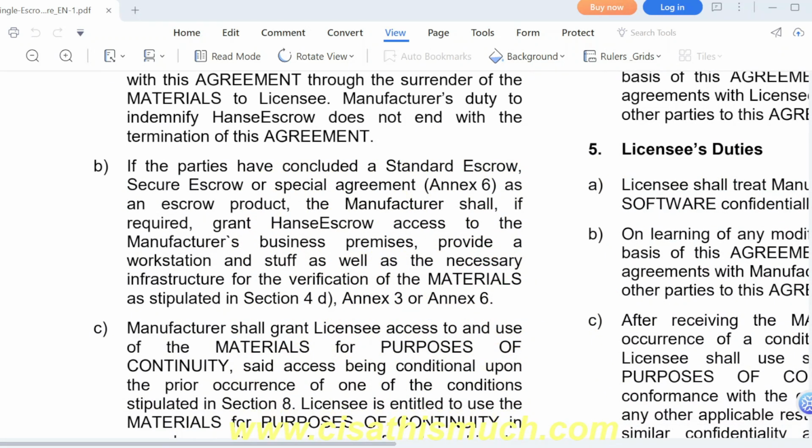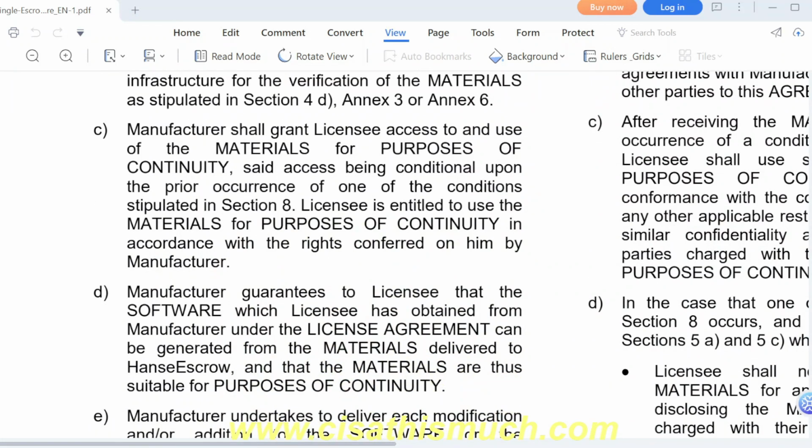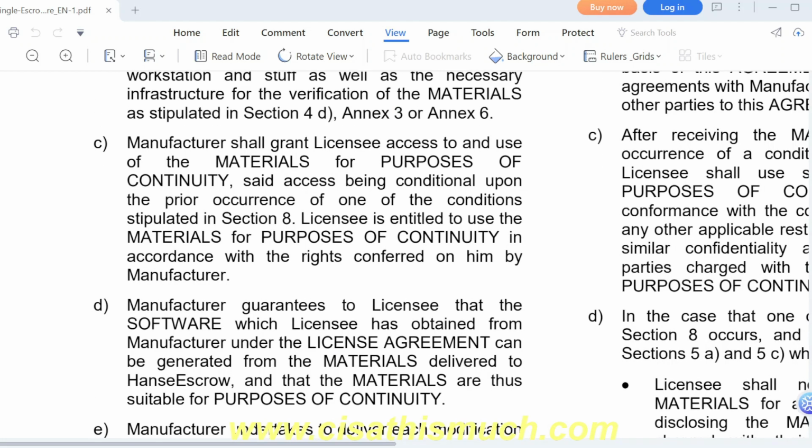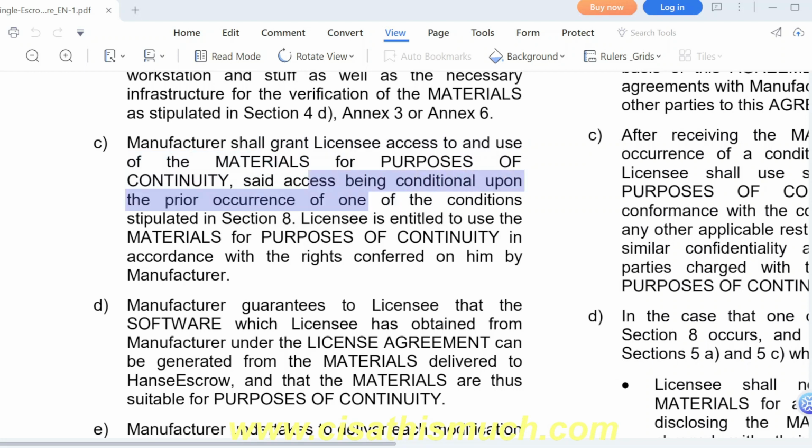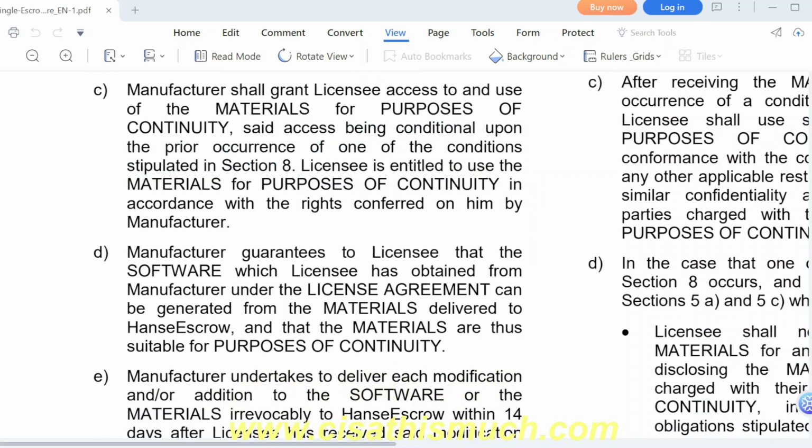All right, if the parties have concluded a standard escrow, secure escrow, or special agreement, the manufacturer shall, if required, grant all rights. These are not important. Point number C, manufacturer shall grant the licensee access to and use of the materials for the purpose of, again. So how many times they are using this term, purpose of continuity, okay, only for your business continuity. Said access being conditional upon the prior occurrence of one of the conditions. I am giving you the access, but some trigger should happen, right? Some condition should get triggered, then only I will give it to you. Otherwise you do not have any right to ask me for the source code, okay. I am there to support you, but that doesn't mean that you will misuse me.